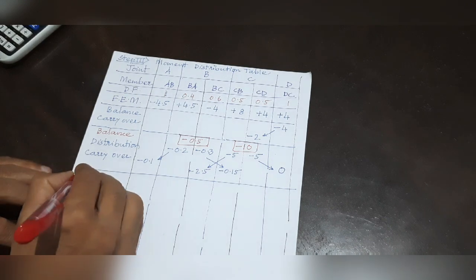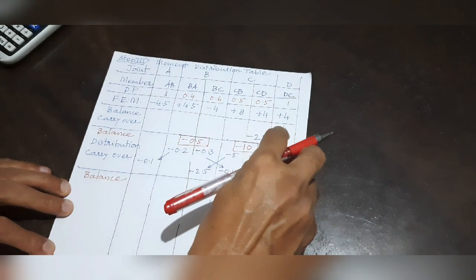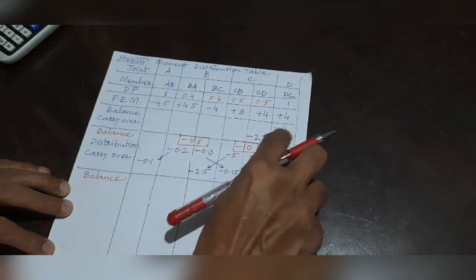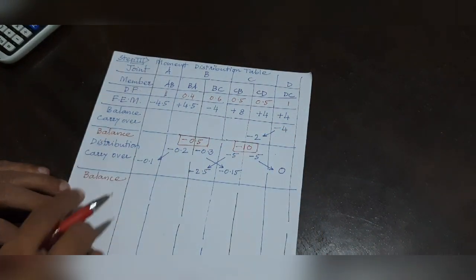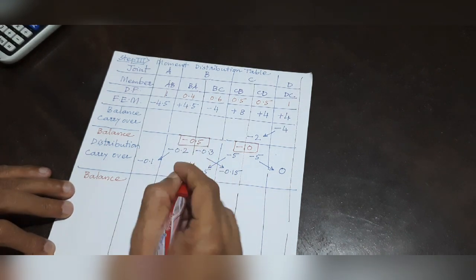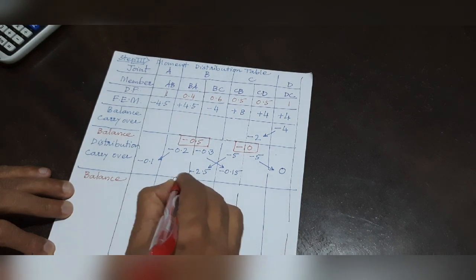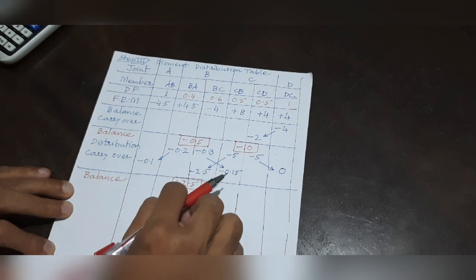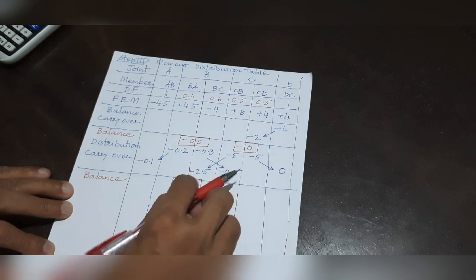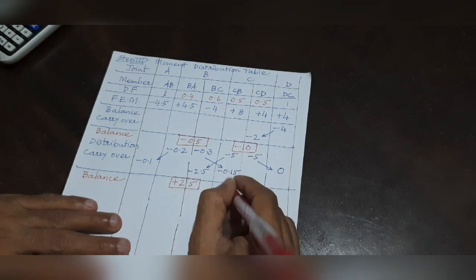Now, my friends, I will carry out the second iteration. This is my first iteration. Before my first iteration, I have balanced my external hinge joints and got its carryover. Now, what is the imbalance at B? This is the imbalance at B. So I must apply balance moment equal to 2.5. Now, minus 2.5 is the acting moment. If I apply 2.5, total sum of moment at B will be equal to 0. What is the imbalance at C? This is the imbalance at C.